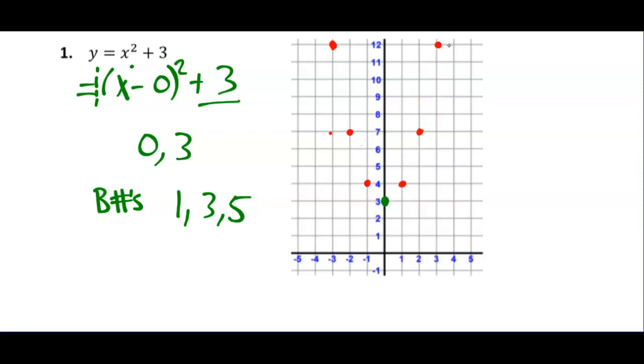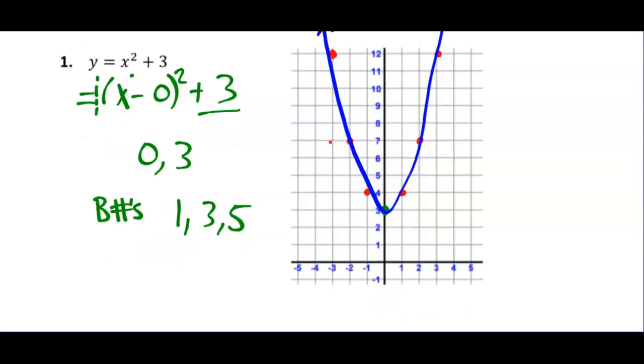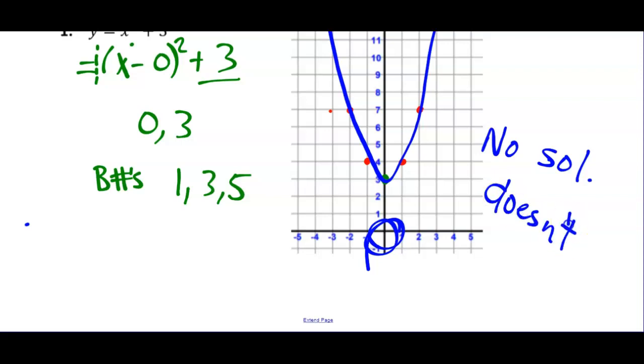Why didn't it connect? Weird. Okay. How many solutions do I have in this graph? I have none. No solutions. Why? It doesn't touch down here. It doesn't touch the x-axis. If I ask you why, that's why. Okay?